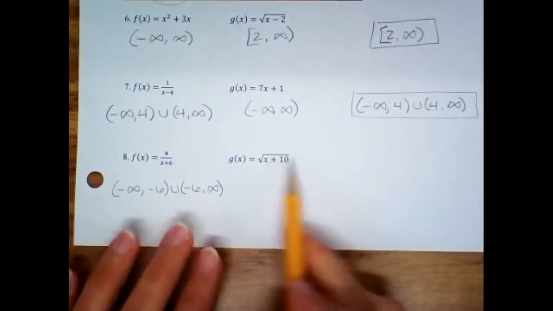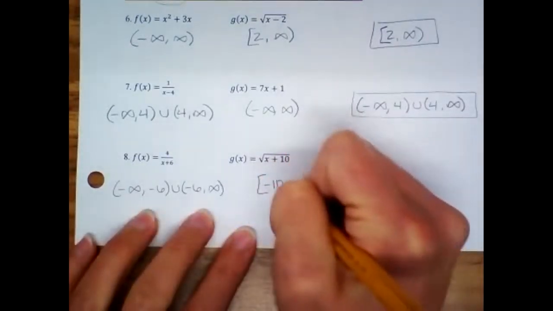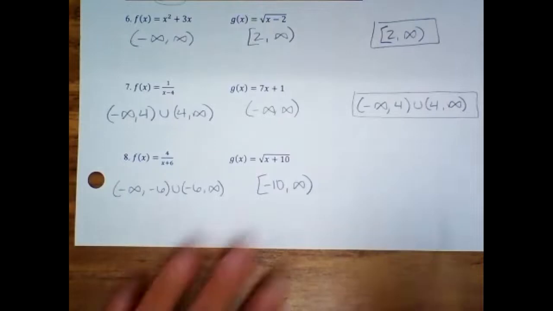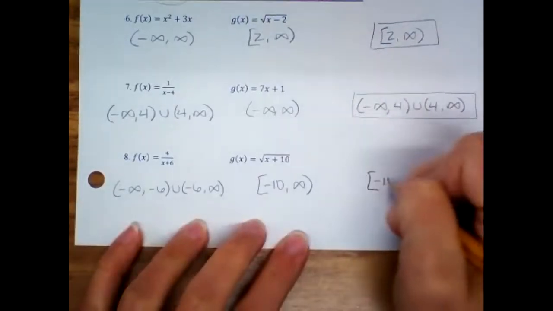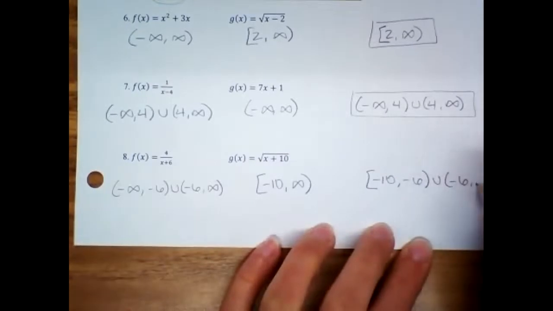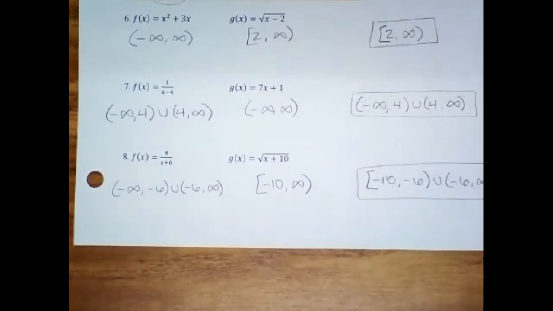All right, this one moved what direction? All right, left 10, so it would be bracket negative 10 to infinity. Here, think about your number line. You want negative 10 to infinity, but you also have to skip over negative 6 to leave that out. So it will be bracket negative 10 to negative 6, union negative 6 to infinity. Again, you're just combining the two answers.